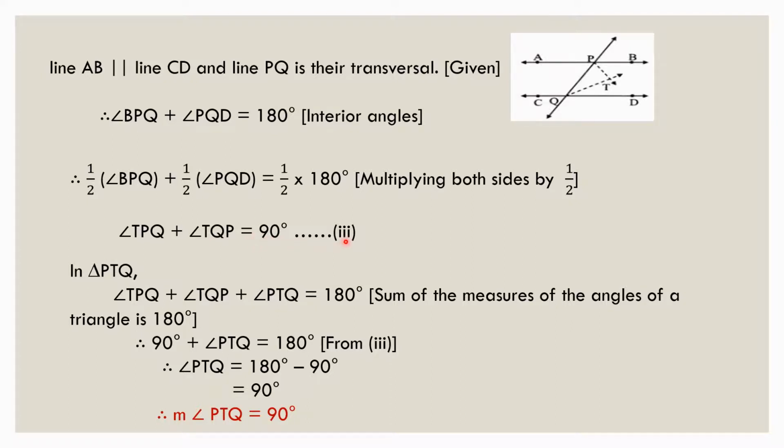Now I am considering the triangle PTQ. We already know that the sum of the three angles of a triangle is 180 degrees. Therefore angle TPQ plus angle TQP plus angle PTQ is equal to 180 degrees. Therefore 90 degrees plus angle PTQ is equal to 180 degrees from equation 3. Therefore angle PTQ is equal to 180 minus 90, that is 90 degrees.